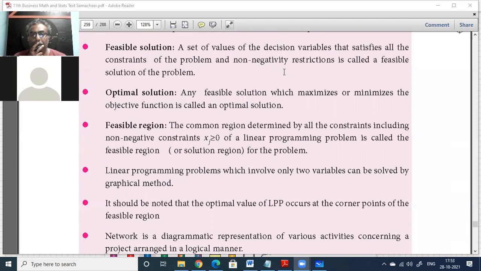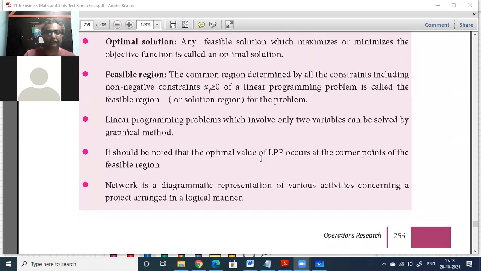Linear programming problems which involve only two variables can be solved by the graphical method. That's why c1 x1 plus c2 x2: if the objective function is like that, then we can solve that problem by the graphical method. Otherwise, you cannot solve it graphically. It should be noted that the optimal value of an LPP occurs at the corner points of the feasible region, at O, A, B, C, D like that. At the corner points only, optimal values occur, not inside the region.